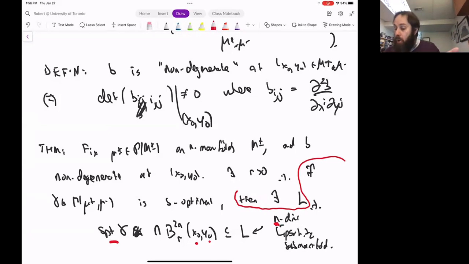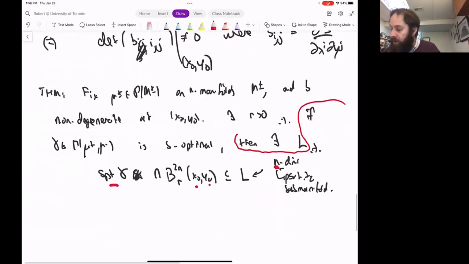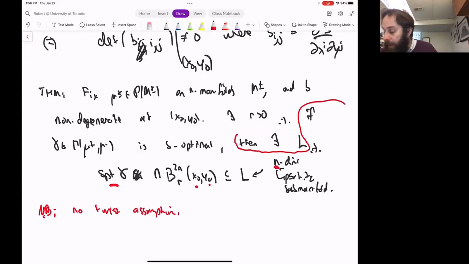And notice, so what's to notice? Notice no twist assumption, and no need for mu plus and minus to be absolutely continuous. So this is a very general situation.